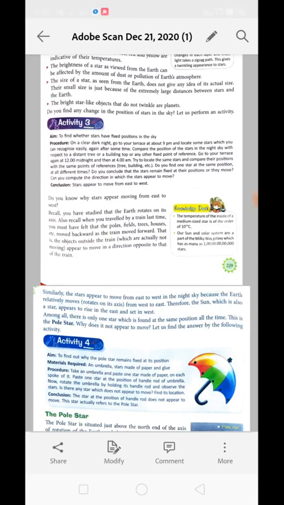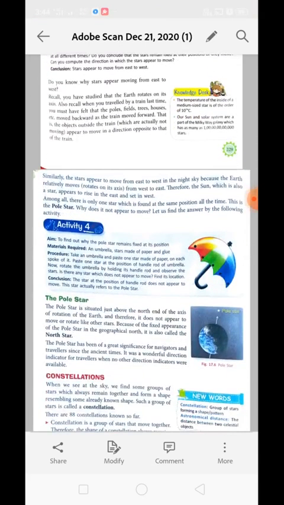Now among all the stars present in the sky, there is one bright star that does not show any motion. That star is known as the pole star. But why does it not appear to be moving? To understand this, we need to perform an activity called activity number 4. To find out why the pole star remains fixed at its position, what do we have to do?